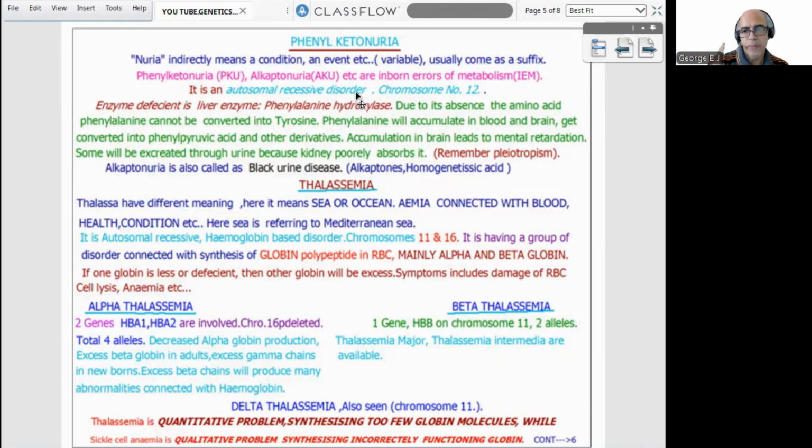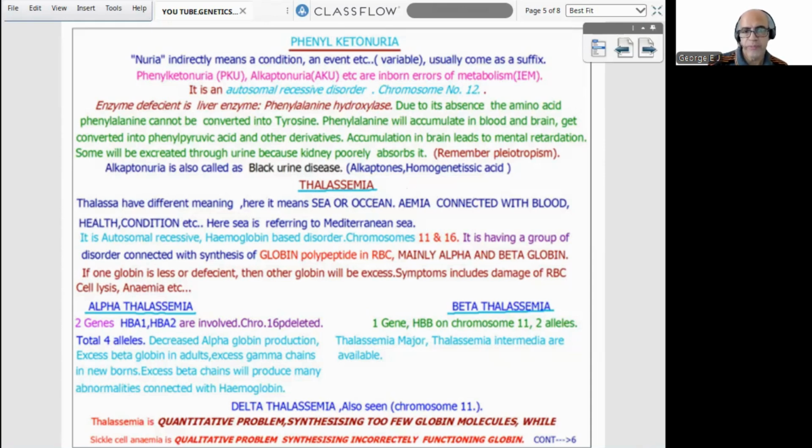And remember a term we studied earlier, pleiotropism: single gene, many effects. Alkaptonuria, that is not in our syllabus, that is AKU, is also called black urine disease, connected with alkapton or homogentisic acid. That is regarding phenylketonuria.